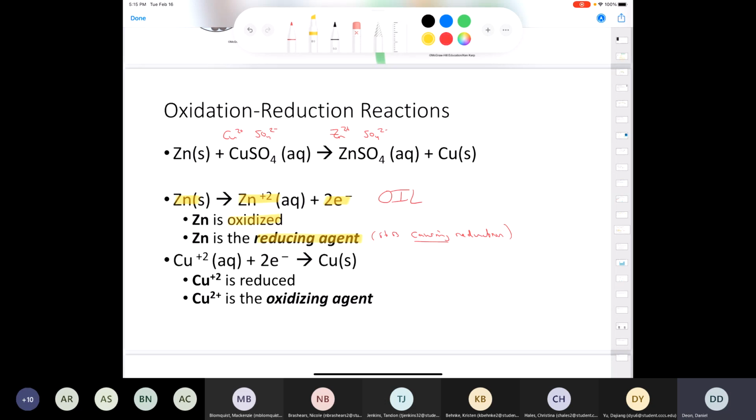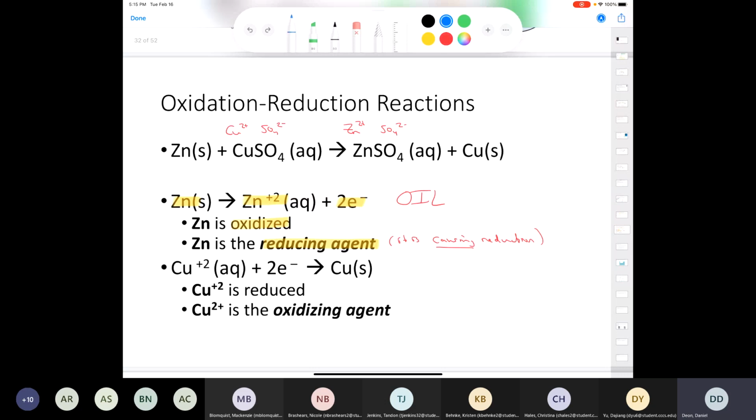Now, if we look at the copper 2+, the copper 2+ is gaining electrons. It's being reduced, right? Reduction. Let me do a different color here. Pick the blue. Reduction is gaining. Nothing new there. So we have our copper 2+ gaining 2 electrons. We get copper solid. So the copper is reduced, right? Everybody knows that. However, we can call the copper 2+ an oxidizing agent. It's not being oxidized, but it's causing the oxidation of zinc. Okay. All right. So we'll say it is causing oxidation.